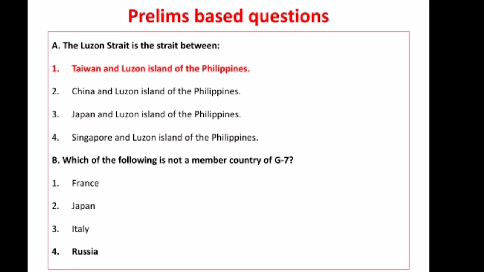Which of the following is not a member of G7? It is obviously Russia. Don't think India is a member of G7 either. India has been invited as a guest. It is not a permanent member or any kind of member. It is only a guest. Russia was once a member, but now it is not. So please keep this in mind while studying.